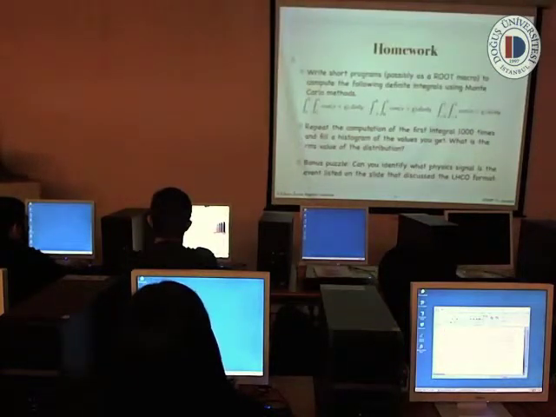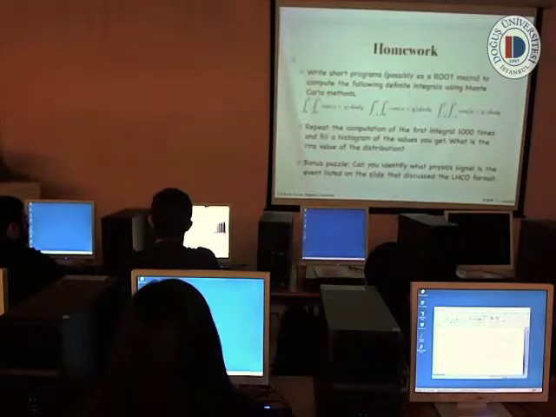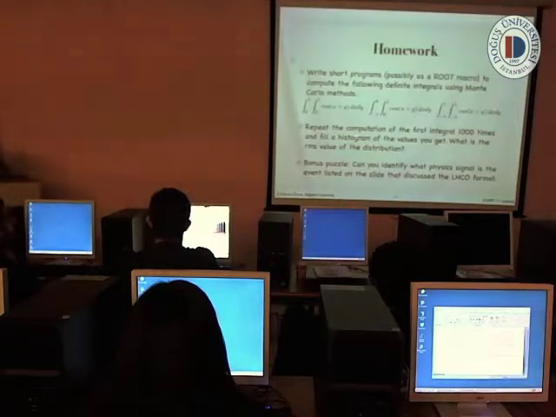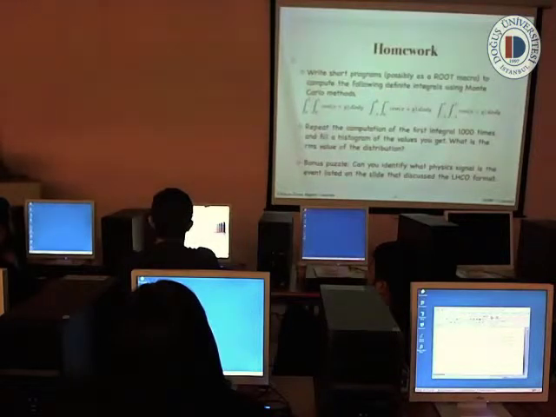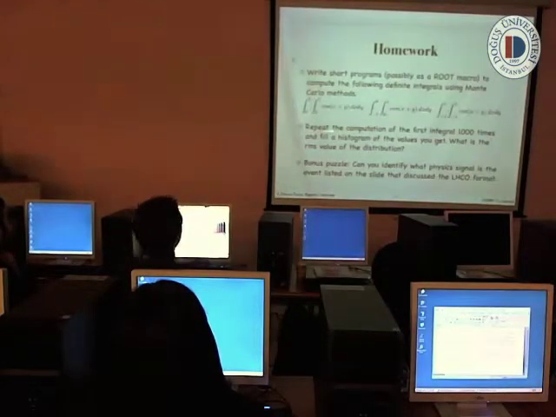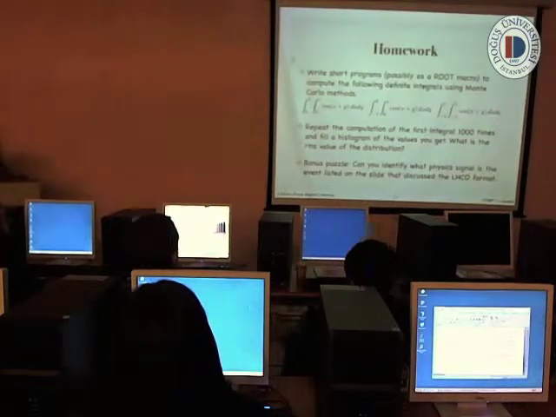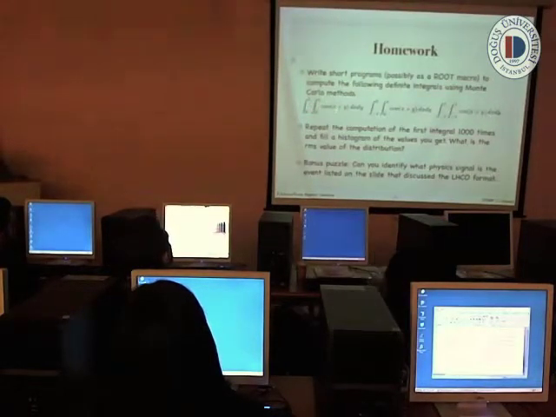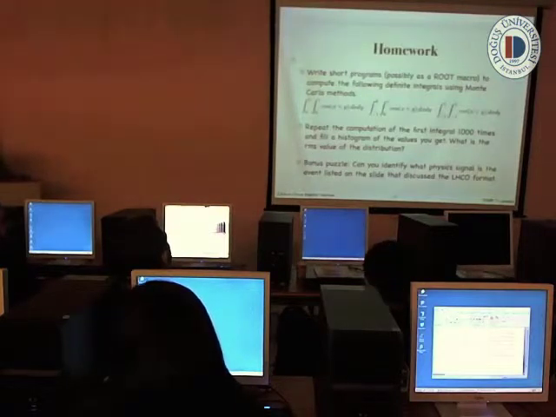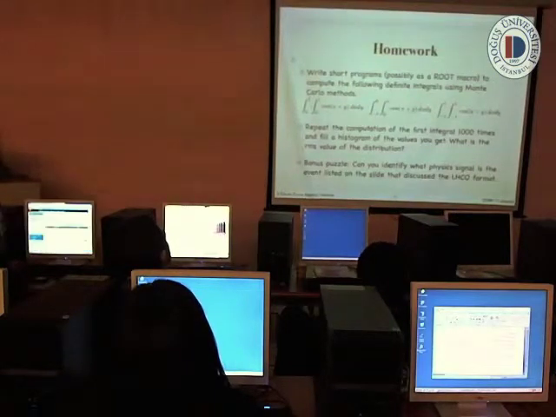Okay, so that's all, and this is the homework for tonight. It's very simple. I want you to compute these three definite integrals, writing a very short program, possibly a ROOT macro, it's up to you. Then take the first of these and run this computation 1,000 times, put the results into a histogram and see what the standard deviation is. Whatever you did to compute these integrals, you should tell me an estimate of the error that you expect from that computation.